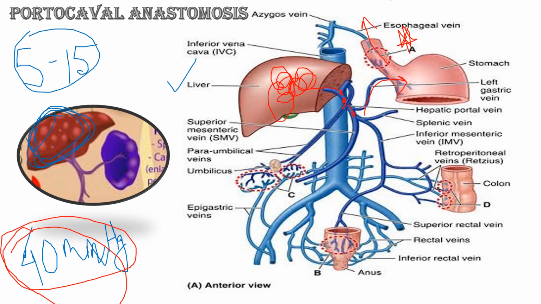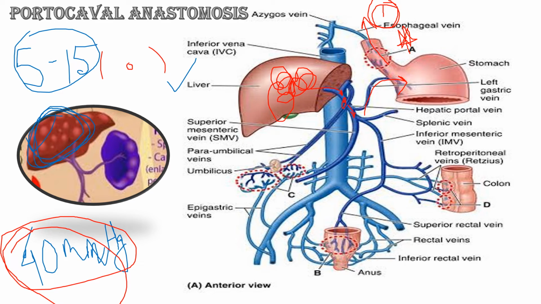Point number 2 is that the patient may develop ascites, that is accumulation of fluid inside the abdomen. I'll show you the image, then you will understand what I mean to say actually. Okay. I was discussing an important site of portosystemic communication. This is point number 1, which is an important part of the portosystemic communication.